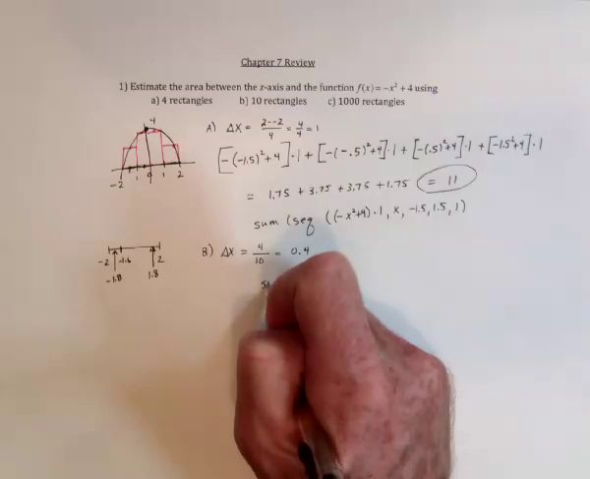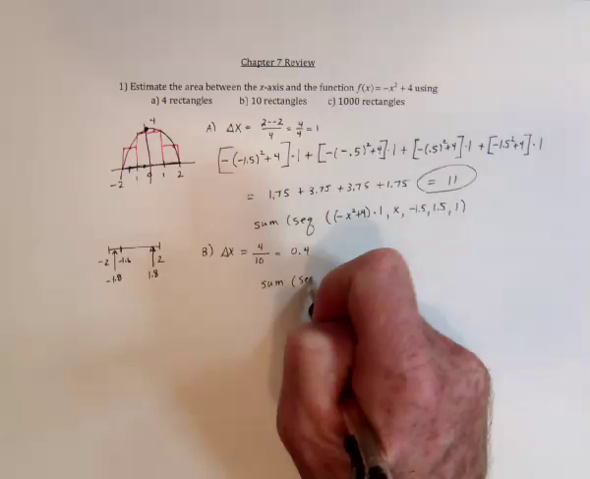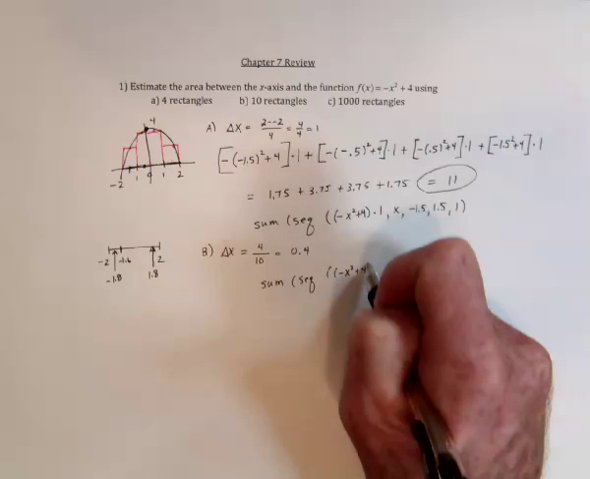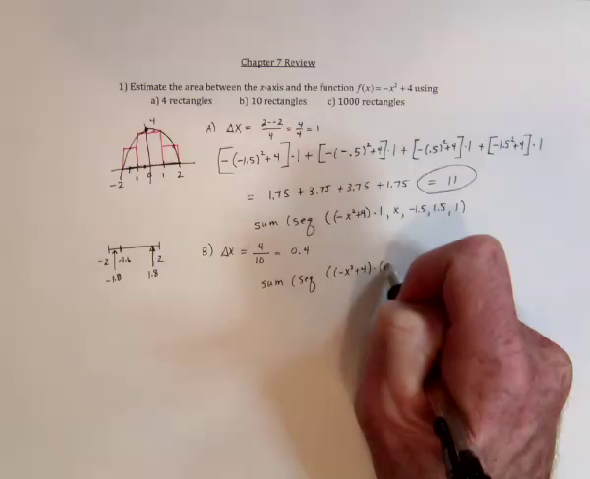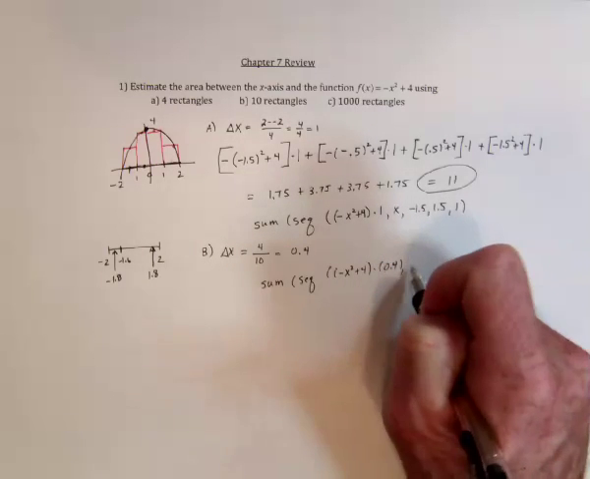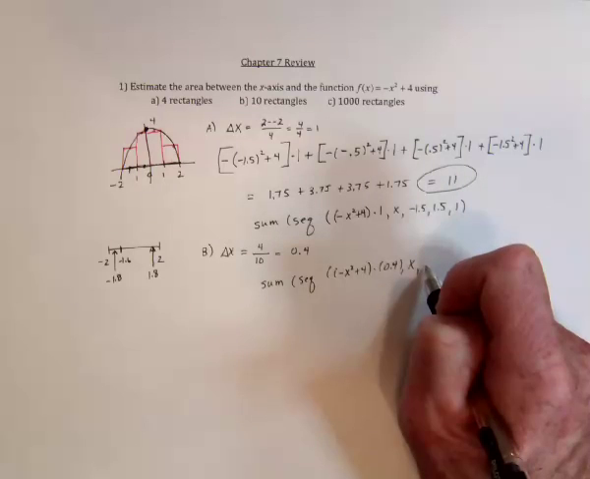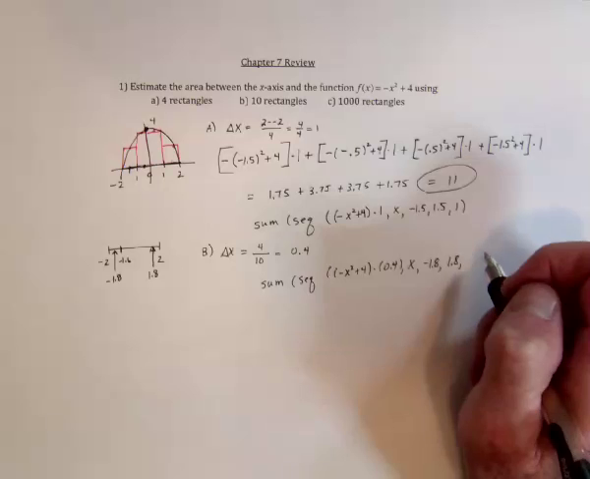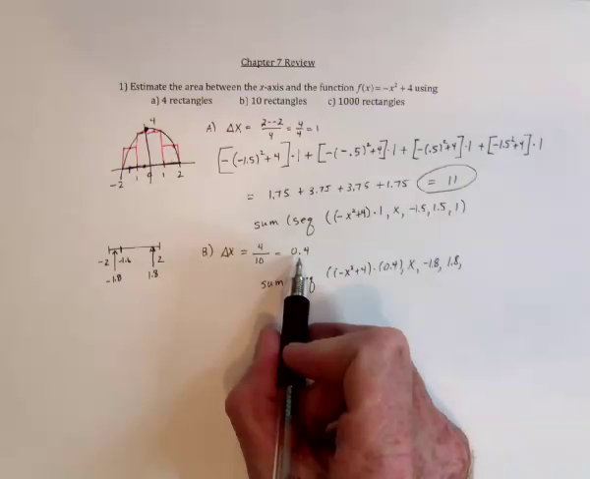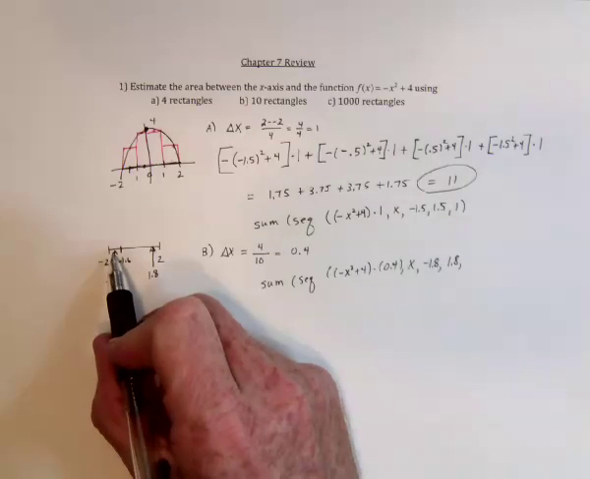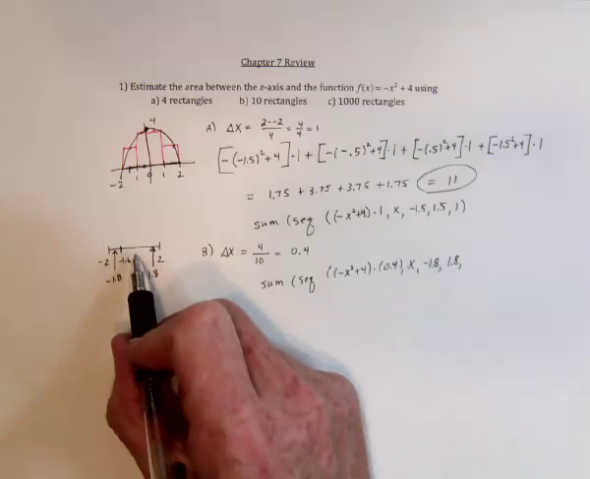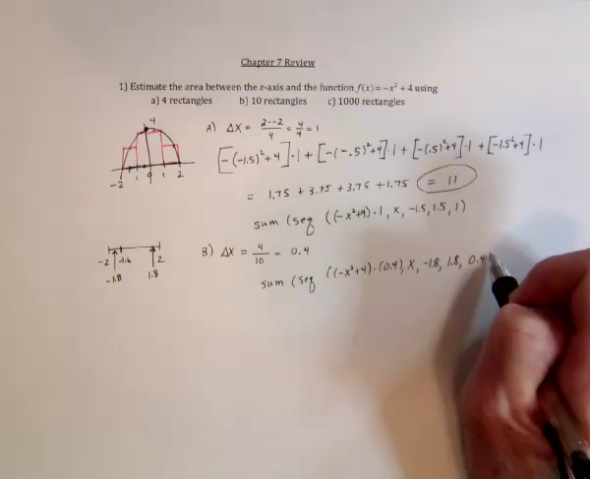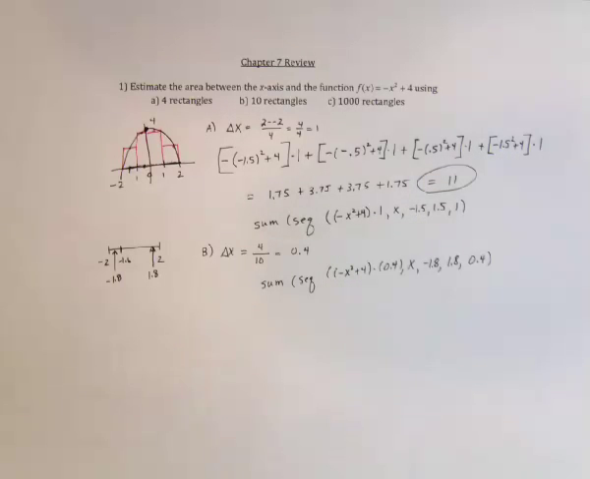So we'd have sum the sequence of negative x squared plus 4 as the height of the rectangle, and then 0.4 for the width of each rectangle, and then x goes from negative 1.8 to positive 1.8 in increments of whatever this is, because each one is a length of 0.4, so each time we would need to move over 0.4.